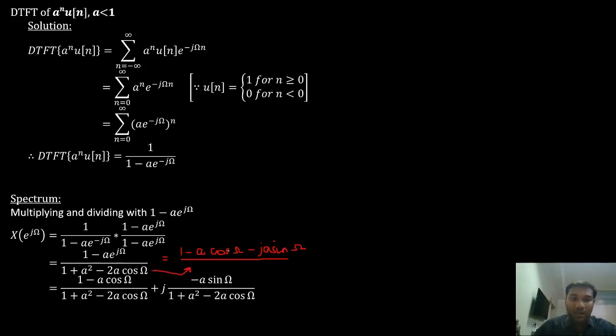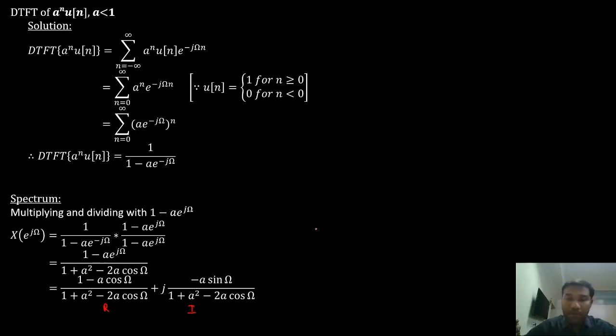So 1 minus a cos omega is the real term, that divided by the denominator is my real part of X of e power j omega, and the imaginary term is j into minus a sin omega, divided by the denominator. So now we have separated the numerator as well as the real term and the imaginary term from our DTFT, the real term and the imaginary term.